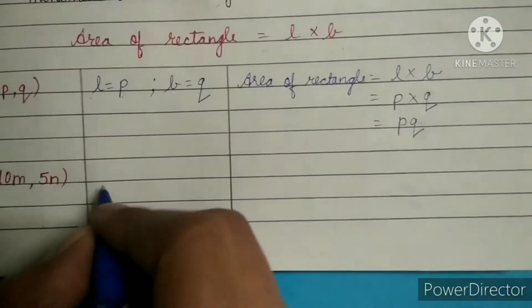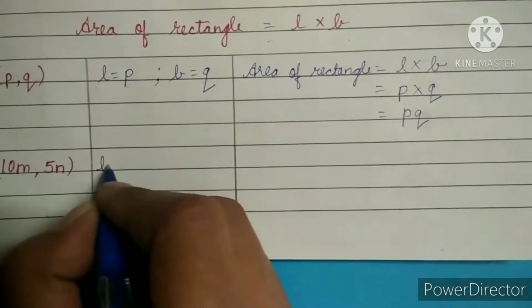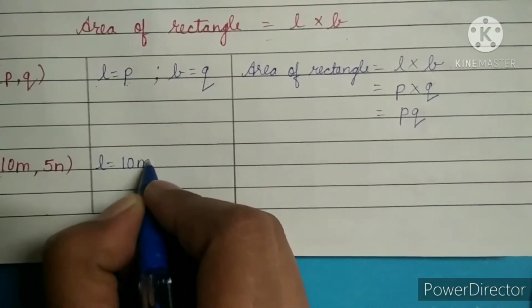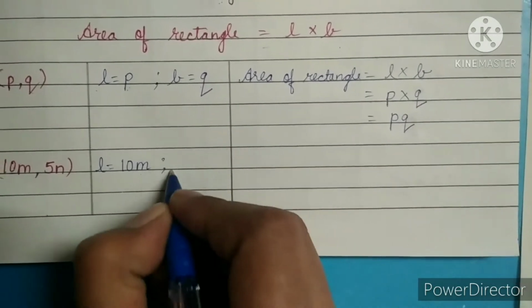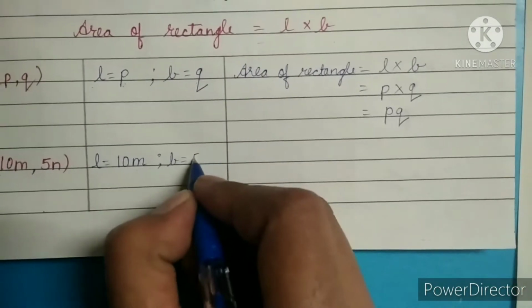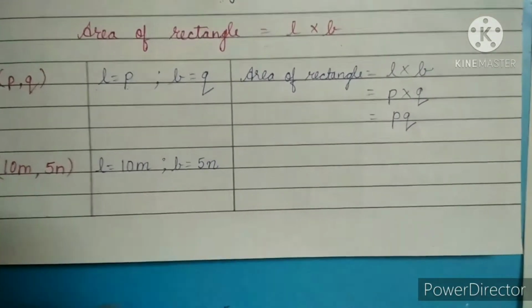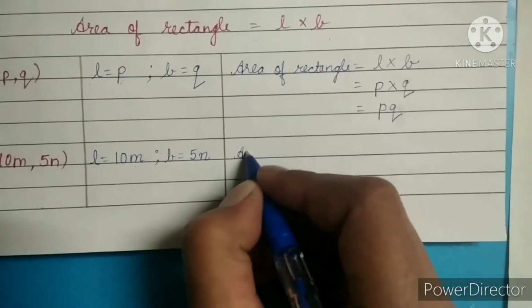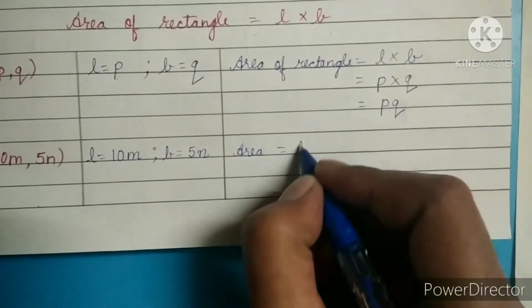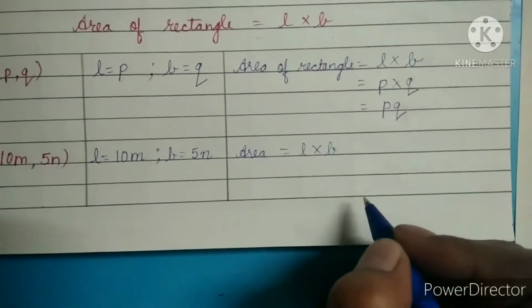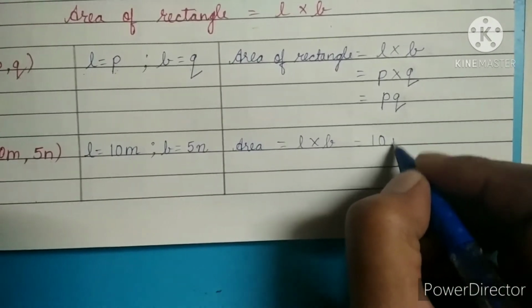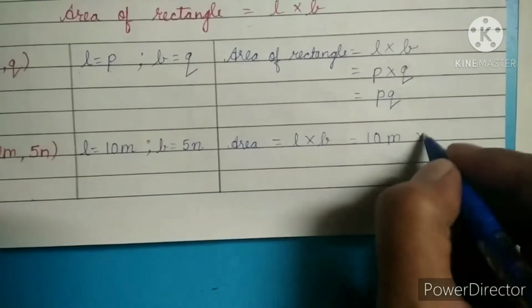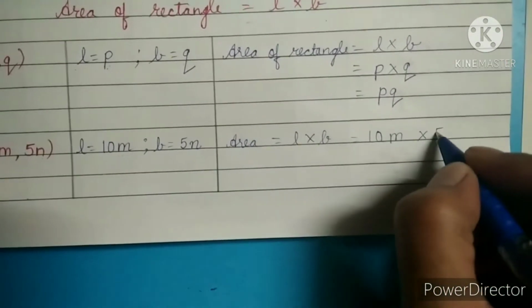We will do the same for the second one. Here the first is showing the length, 10 m. This is not meter, okay, 10 m. And the second one is showing the breadth, this is 5 n. As we have seen, area is equal to length into breadth. So on the place of length we put 10 m, and on the place of breadth we put 5 n.